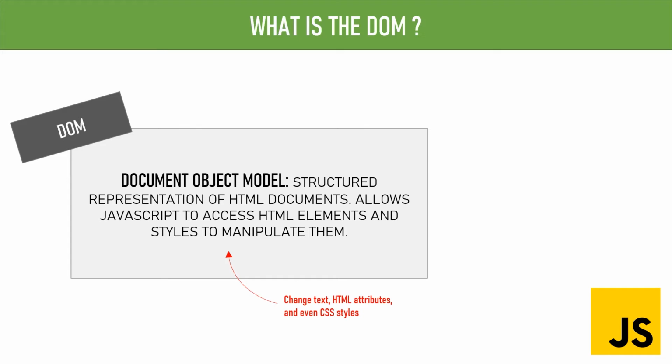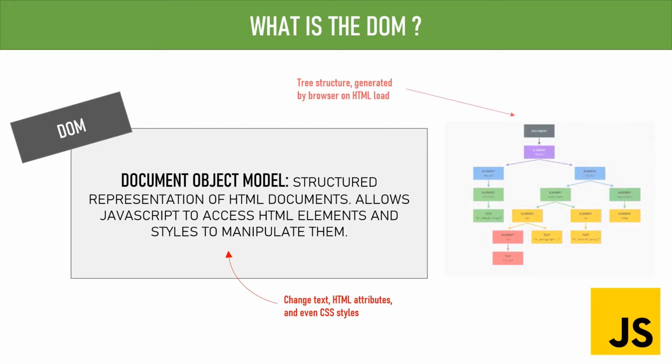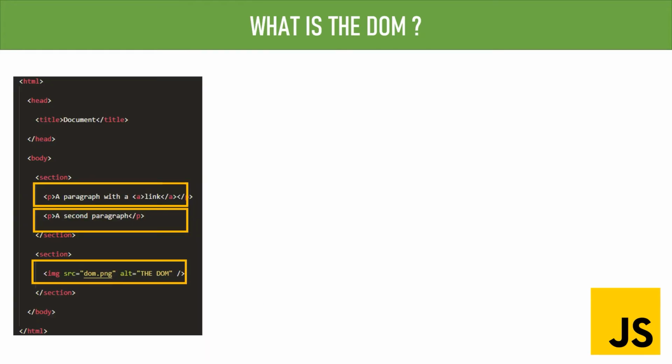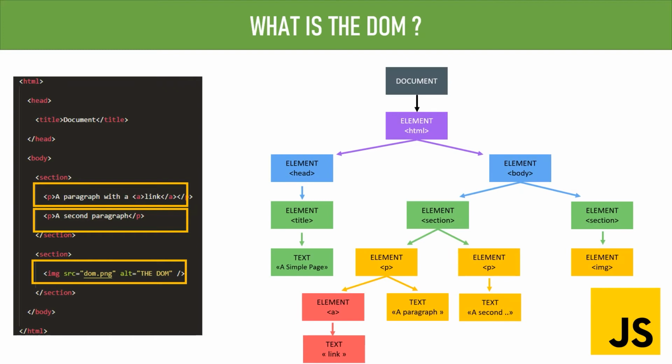Now, the DOM is automatically created by the browser as soon as the HTML page loads. And it is stored in a tree like this one. In this tree, each HTML element is one object. And so, let's now take a look at this DOM structure in a little bit more detail. And to illustrate this, here is a very simple HTML document. And here is what the DOM tree corresponding to this HTML looks like.